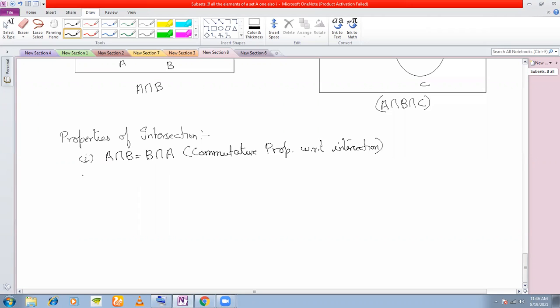Next, if A is a subset of B, this means that A intersection B must be equal to A. So if A is a subset of B, then you can say A intersection B is equal to A, or if A intersection B is equal to A, you can say A is a subset of B. This is the next property.